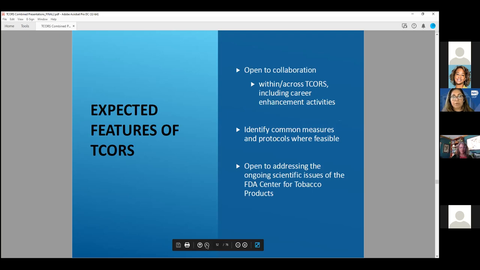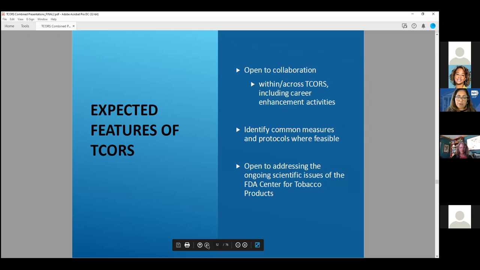Another thing that we recommend here is that perhaps the T-Course could identify common measures and protocols. An example of this can be found in the FOA, for example, the Phoenix toolkit, and there are other examples in there. And another important feature of the T-Course is that they're open to addressing ongoing scientific issues that are, of course, relevant to FDA Center for Tobacco Products.